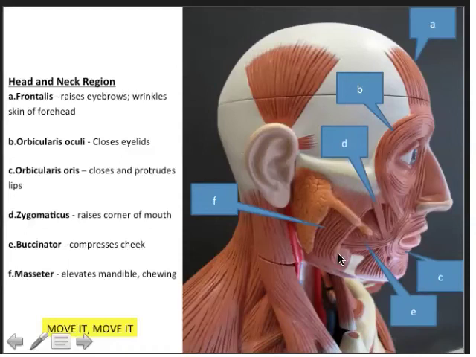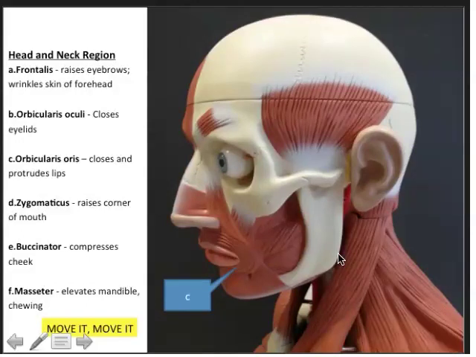Now if we move around to the other side of the model, this is the deep aspect, and the way that you can tell is that a lot of the muscles that we were able to see on the right side of the model we can't see on the left side. The idea here is to give you a look at the muscles that are close to the surface as well as the muscles that are deep underneath. So here you can see just another view of the orbicularis oris, which opens, closes, and protrudes the lips.